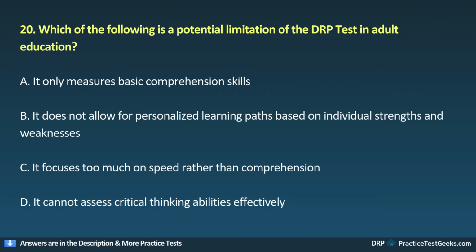20. Which of the following is a potential limitation of the DRP test in adult education? It only measures basic comprehension skills. E. It does not allow for personalized learning paths based on individual strengths and weaknesses. C. It focuses too much on speed rather than comprehension. D. It cannot assess critical thinking abilities effectively.